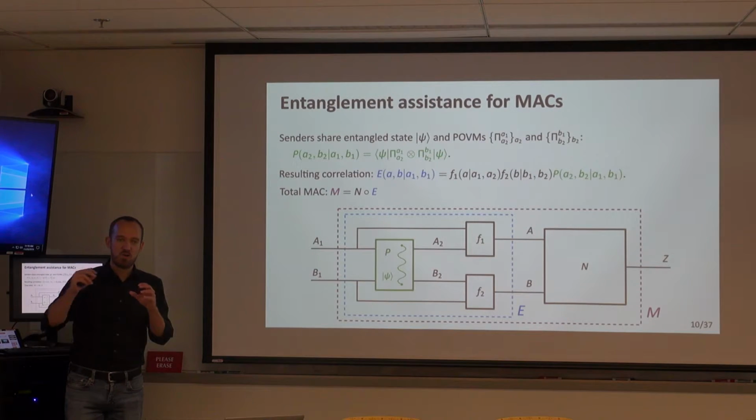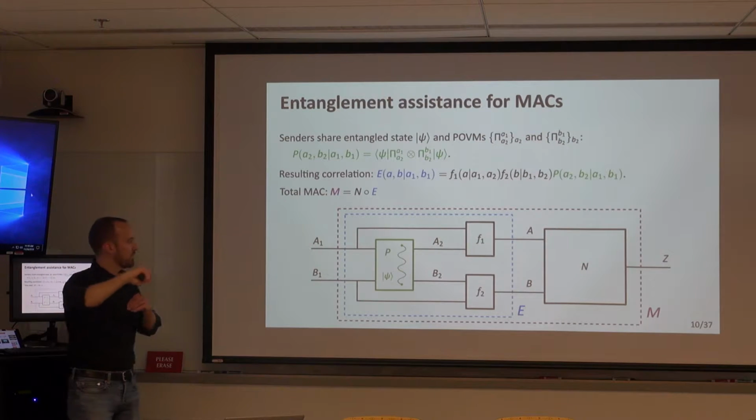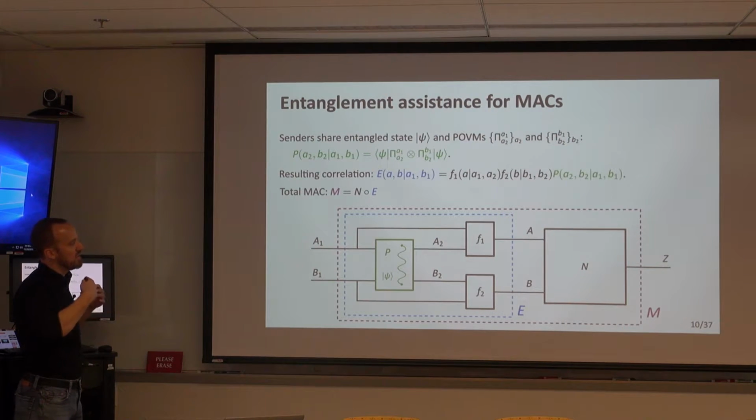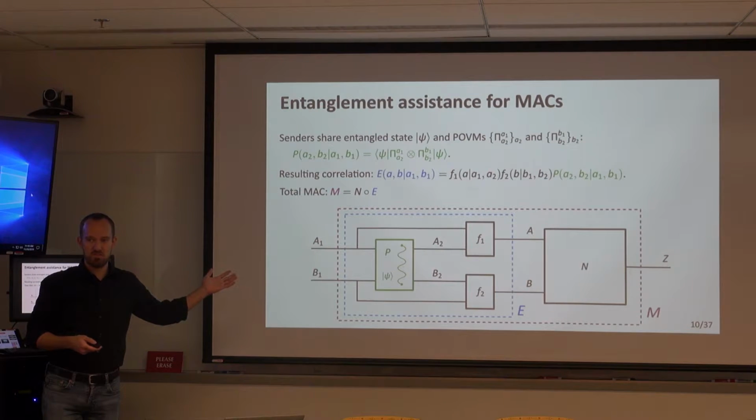Okay, but somehow a component of the classical channel is the quantum correlation that you get from measuring an entangled state. Okay, but when we talk about entanglement assistance, what we actually talk about is the classical channel that's in the purple box, which takes classical input, A1, B1, and gives us a classical output Z, and then we talk about the capacity region of this thing. Okay?